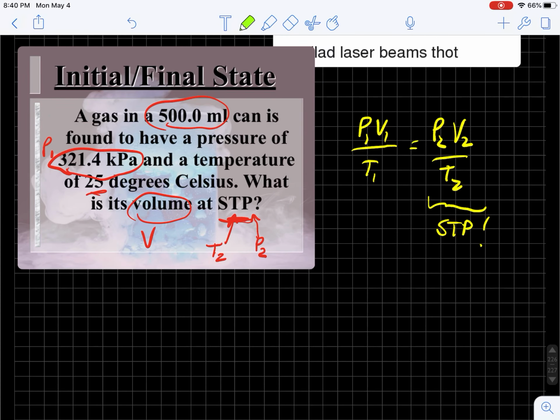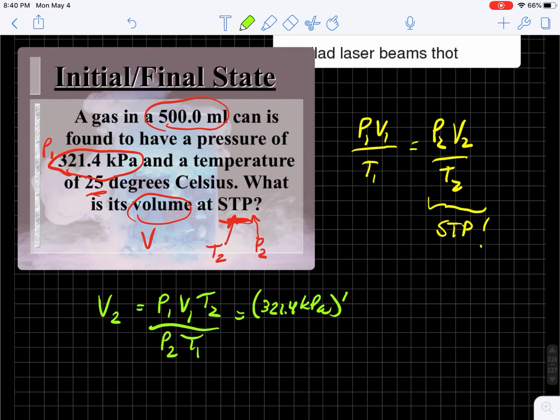Okay. So they want us to calculate a new volume, so we're going to solve for V2. So V2 is going to be a little algebra here. And now I can substitute in. My initial pressure was given to me in kilopascal, so I'll just keep it kilopascal. They're not asking me to change it. And my initial volume, milliliters, so I can answer in milliliters. Now, T2 is standard temperature. So standard temperature, and again, we're going to use Kelvin because that's what the gas laws are designed for, so I'm going to do 273 Kelvin.